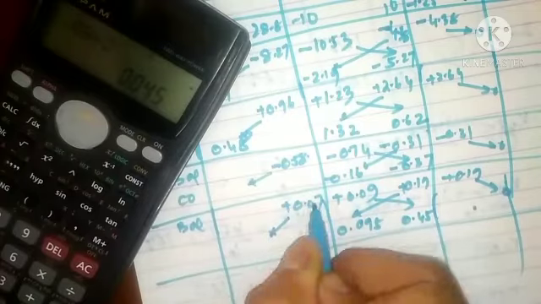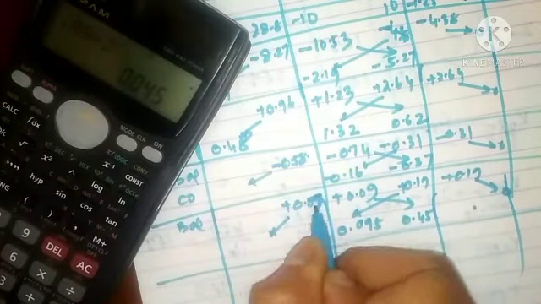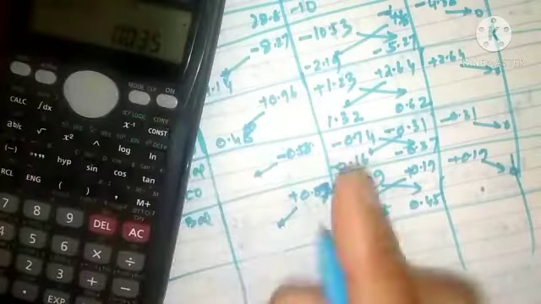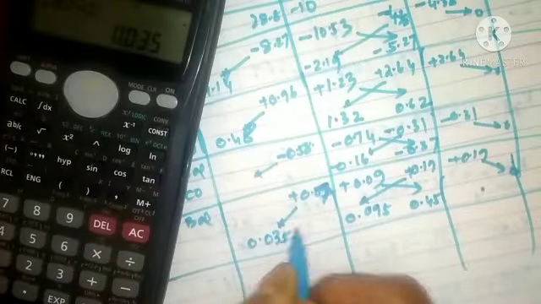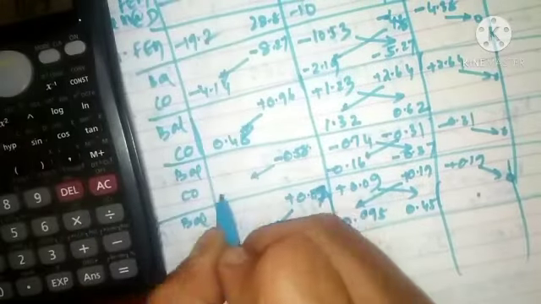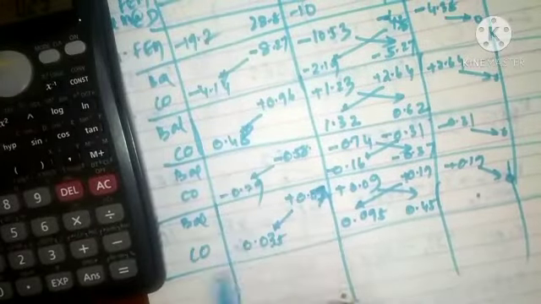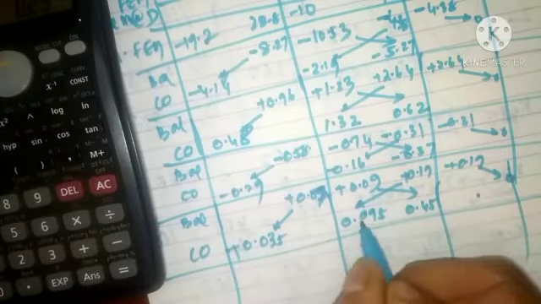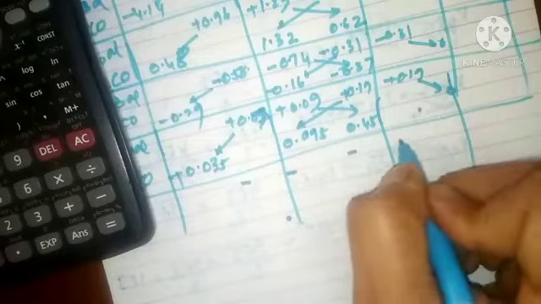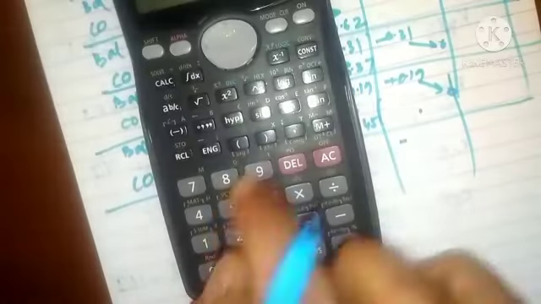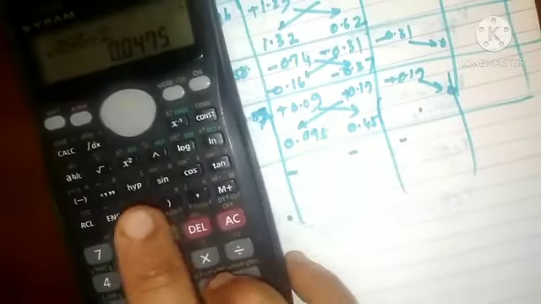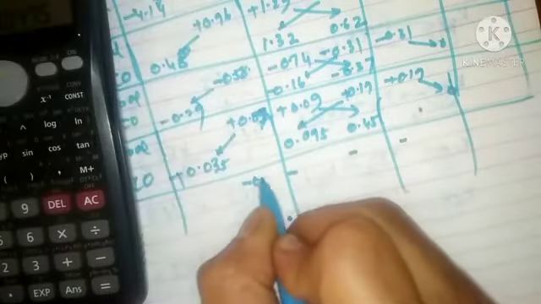Similarly, here it is 0.07. 0.07 divided by 2, which comes out as 0.035. 0.58 divided by 2, minus 0.29. Carryover. Positive. Now since I have positive sign here, it will be negative for both the sides. Positive here, negative for both the sides. 0.095 divided by 2, which will be 0.048.